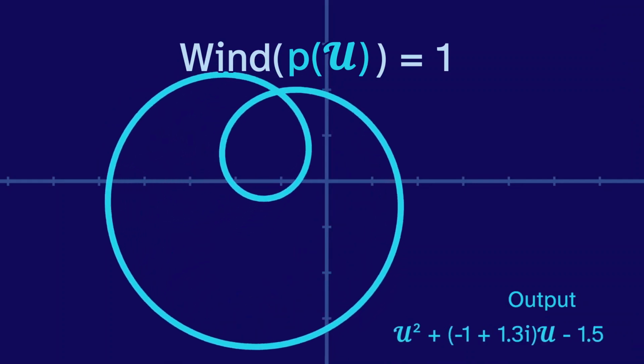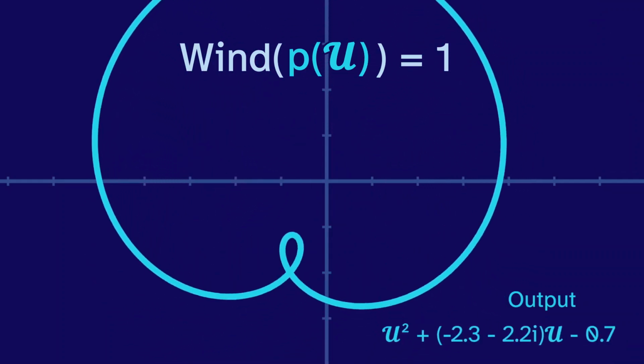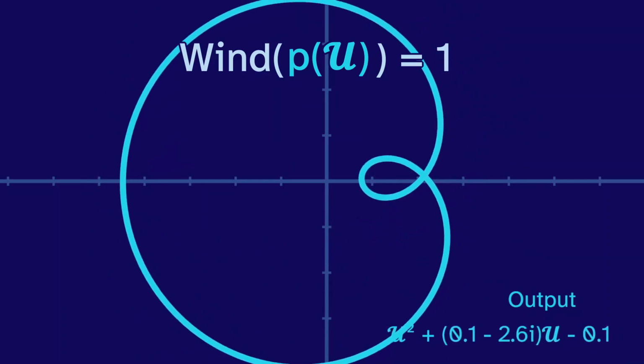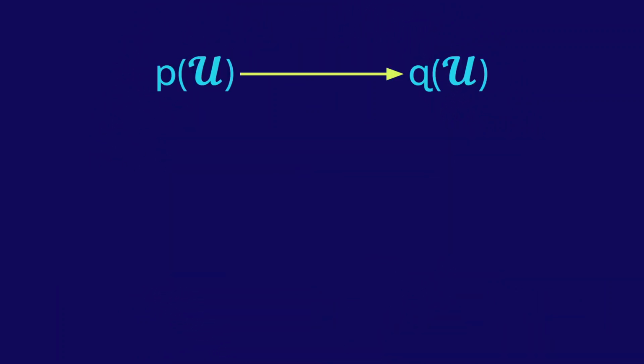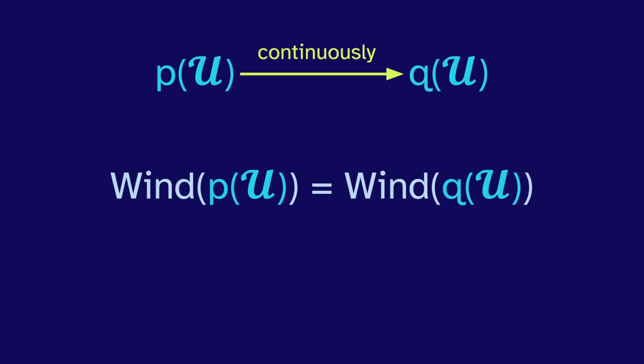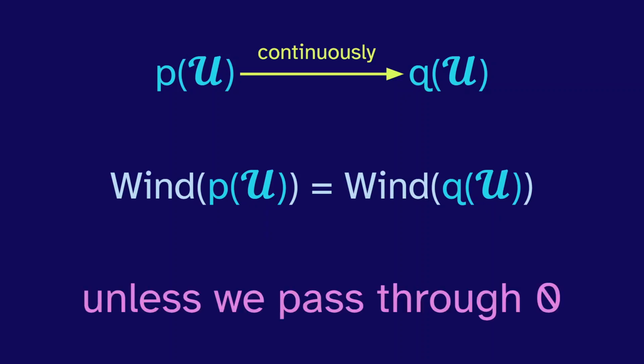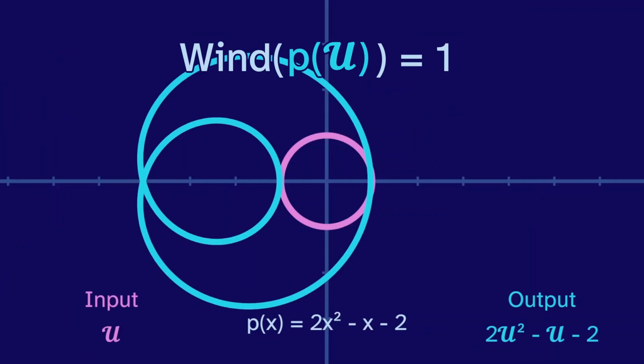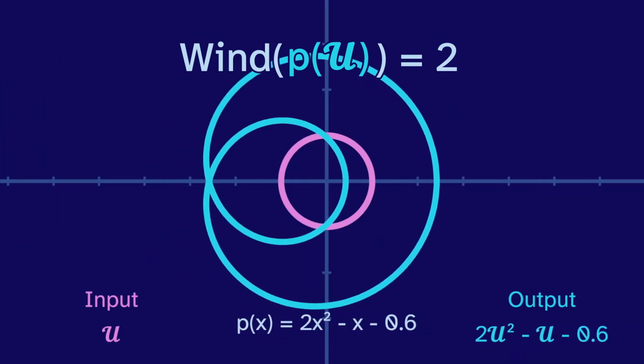And what we want to notice is that if we continuously change the polynomial, the winding number doesn't change. If we move from any p of u to any q of u continuously, then the winding number of p and q must be the same. It will not change. Unless we pass through 0. Here we started with a winding number of 1, and we can change to a winding number of 2 if we pass through 0. The winding number describes how many times we go around 0, but if we pass through 0, that question doesn't really make sense.